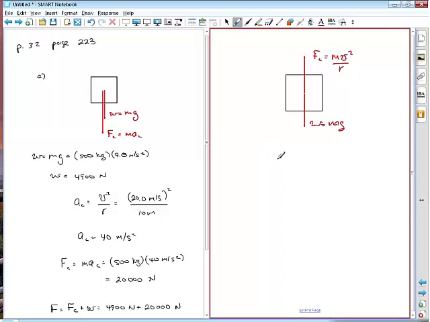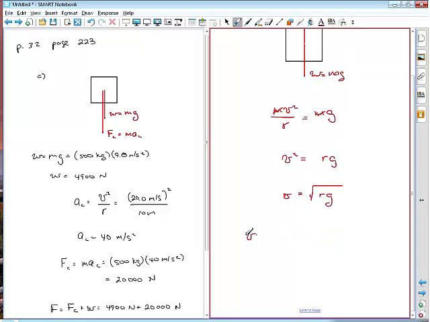So we're going to set these two equal to each other. We have mass times velocity squared over r equal to the mass times the acceleration due to gravity. You see the masses cancel out, and we can solve for the velocity. The velocity squared is equal to the radius times g, and so if we take the square root, we get the square root of r times g.